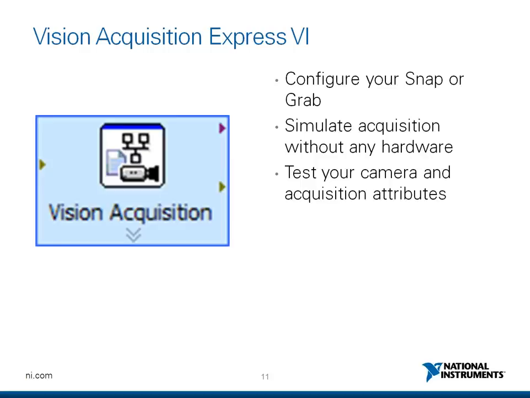Also, if you are trying to do image processing on a pre-acquired or predefined image, in that case you can just simulate an acquisition without any hardware. We can also test our camera and the acquisition attributes and parameters. Even the camera parameters can be tested in this Vision Acquisition.